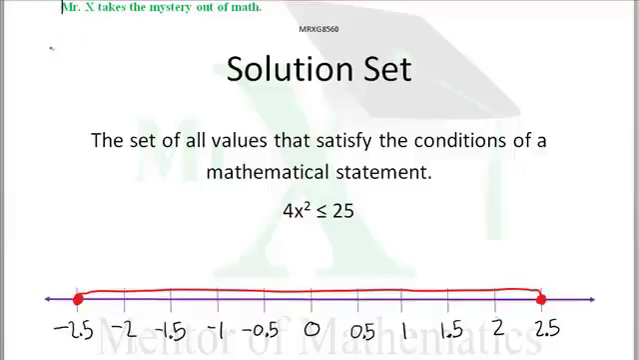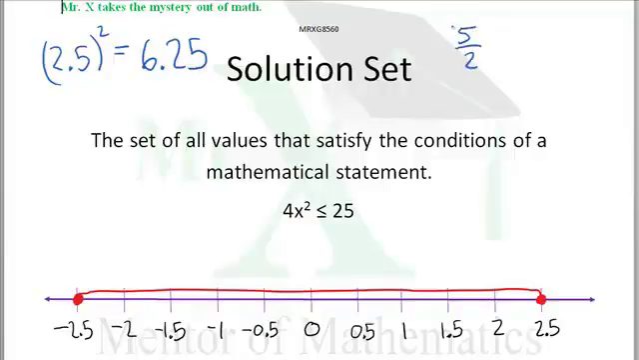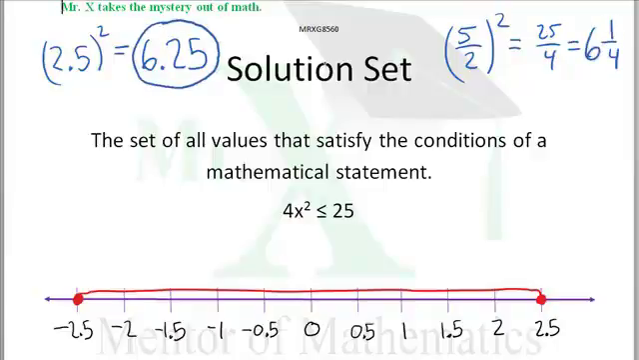I know that 2.5 squared is equal to 6.25. Now I just know that. It helps to be Mr. X. We could look at it this way: 5/2, that is the same as 2.5, squared, would be 25/4, which is 6 1/4. And this is 6 1/4. There's always another way to look at it, ladies and gentlemen.